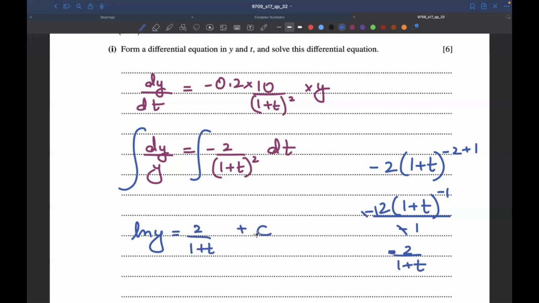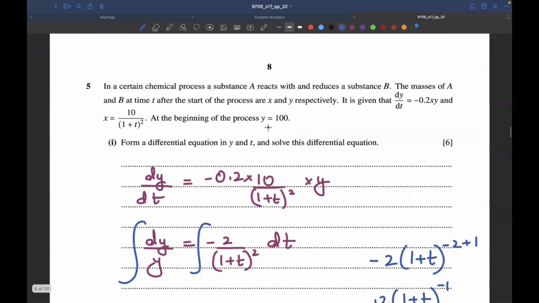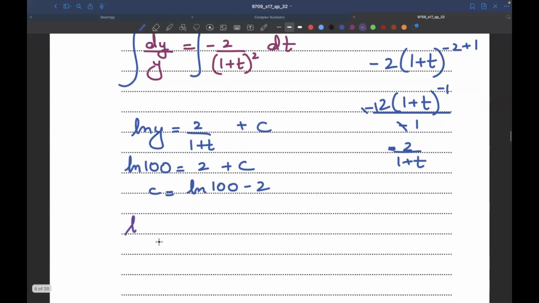Now to find the value of c, we know that it says at the beginning, which means t is equals to 0, y is equals to 100. So we write it as ln of 100 is equals to 2 upon 1 plus 0 plus c, or c will be is equals to ln of 100 minus 2. And then finally, we can write our final equation as ln of y is equals to 2 upon 1 plus t plus ln of 100 minus 2.